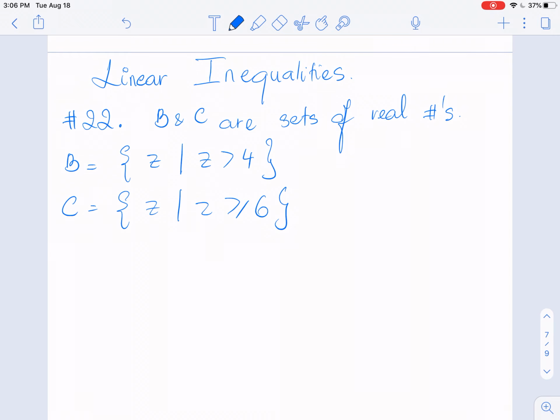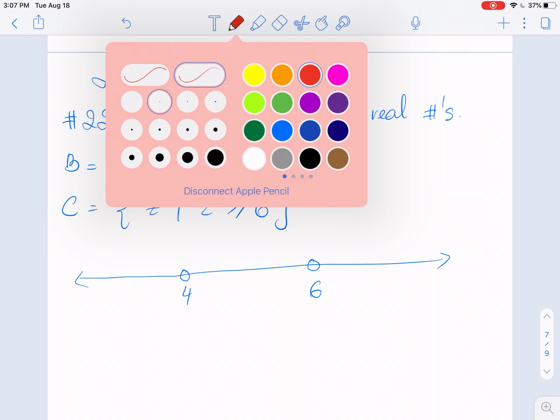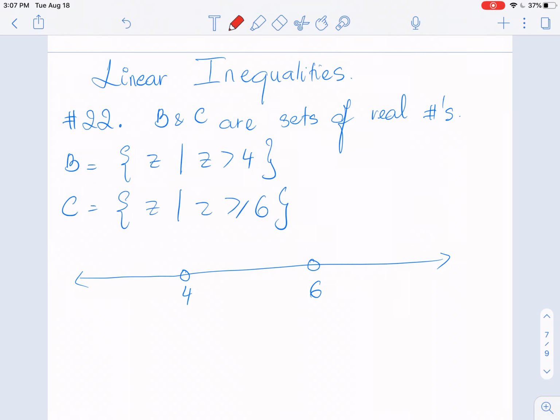So if they ask you to find a union and the intersection using interval notation, I think we should always graph first. So on the number line, let's say this is 4 and this is 6. So for B, and I always use different colors, Z greater than 4 is everything to the right of 4. And notice that I keep 4 open. It's an open circle because we have strictly greater than 4.